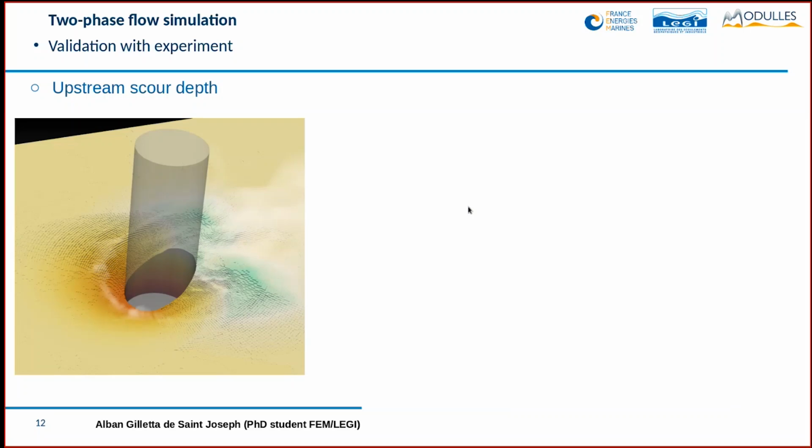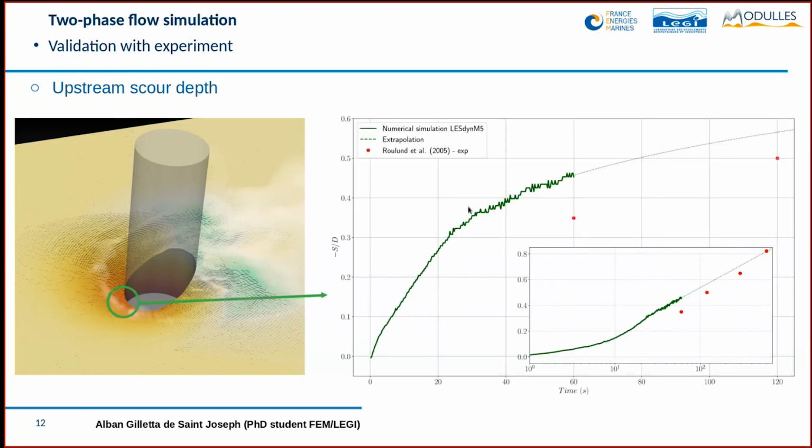One important step in numerical modeling is to validate your simulations against the experiment. As I said previously, we have information about the upstream scour depths, so we compare the results of our simulations with the experiment, shown here as red dots. This graph on the right shows the time evolution of the scour depths.